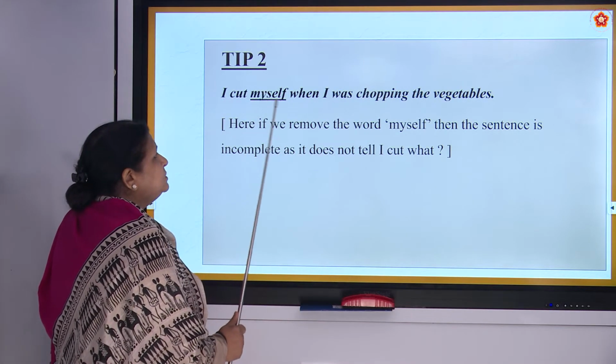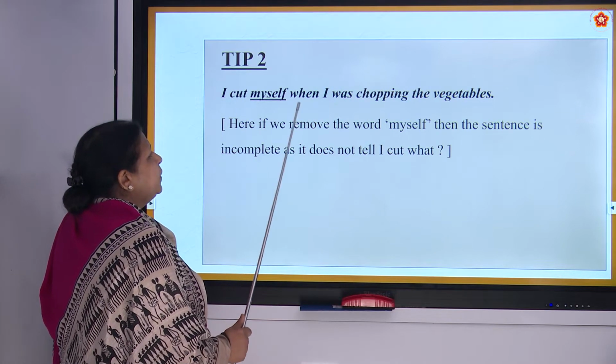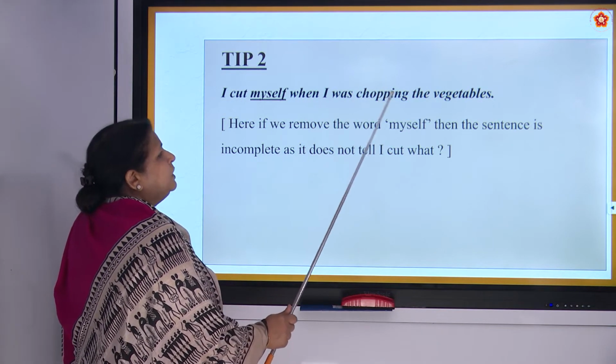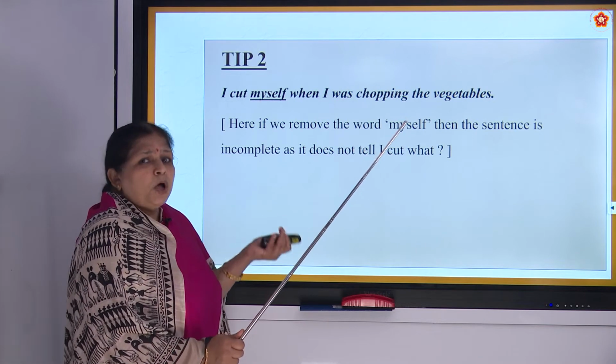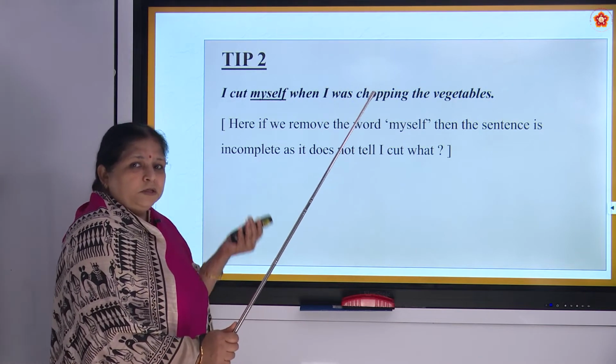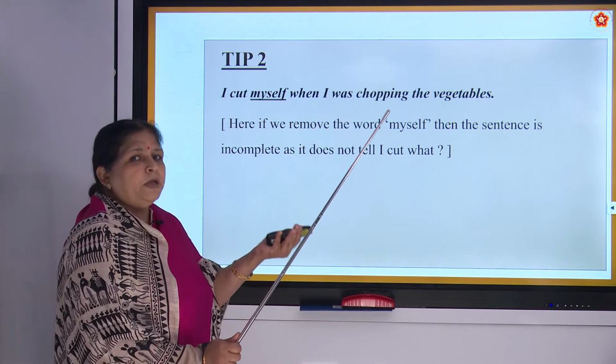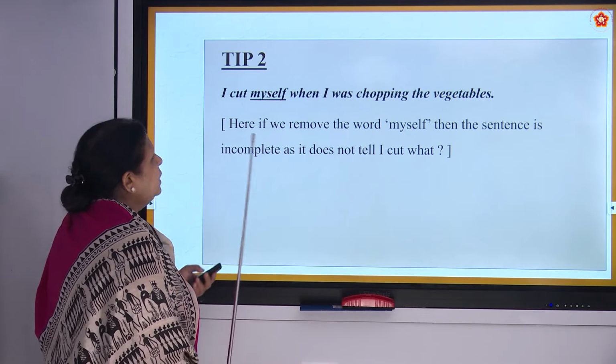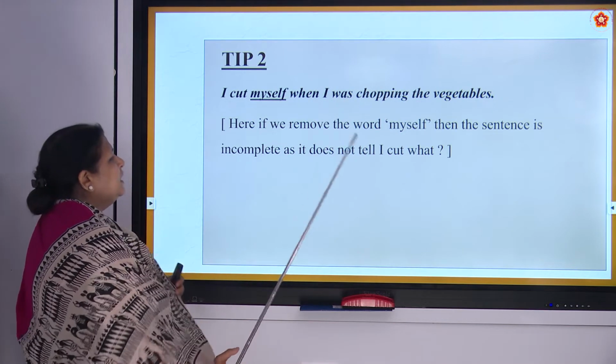Now suppose you take this out. I cut when I was chopping the vegetables. Now, I cut what? So, I cut the vegetable or I cut myself? We don't know. Okay. So, it is incomplete.